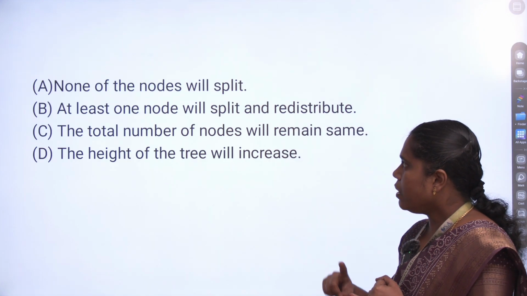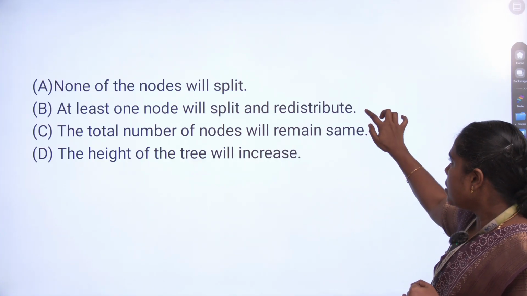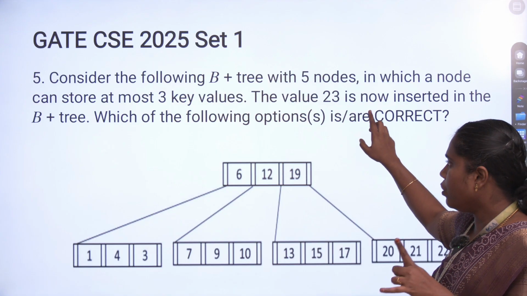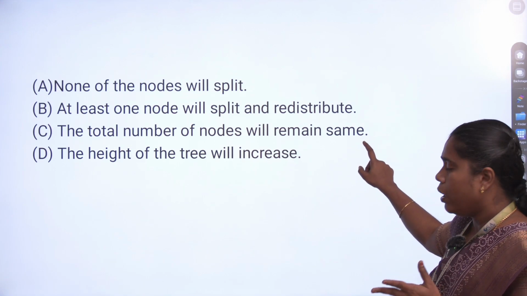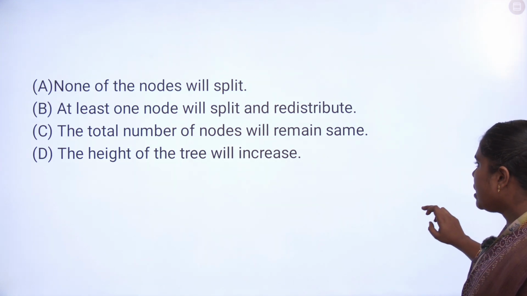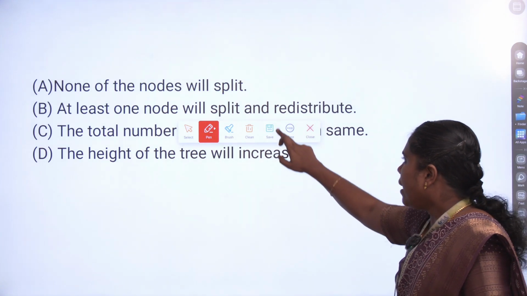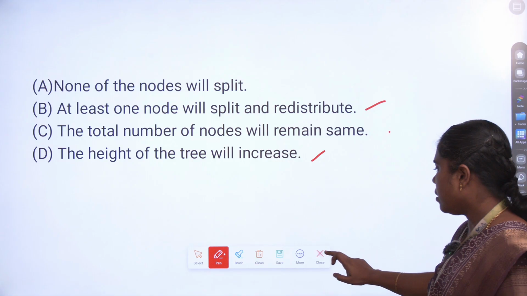Then the first option is none of the nodes was split. No, this is not the case, the nodes are split. The second option, okay, at least one node got split. And the next one is the total number of nodes will remain the same. No, the number of nodes is changed. So from these given options, the possible answers are B and D. So this is the solution for this question.